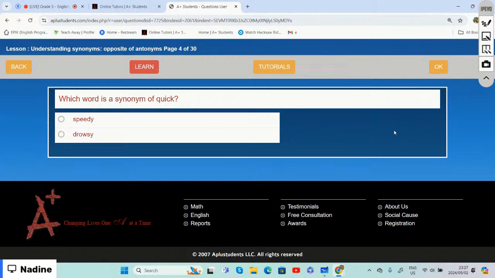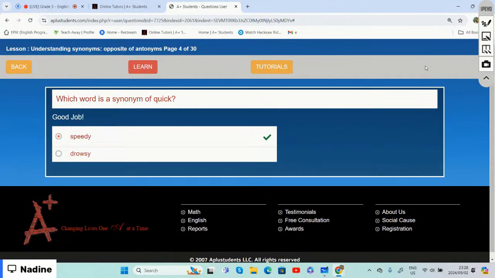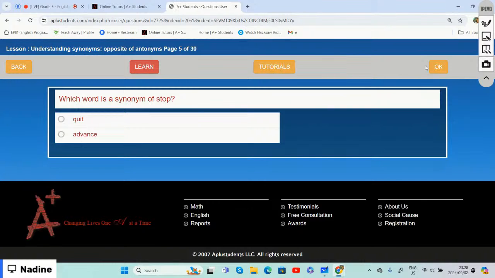The word that's the same as quick. Is it option one, speedy, or option two, which is drowsy? And the word that's the same as quick, it is speedy, fast, quick. So well done, speedy is correct. Which word is the same as stop?